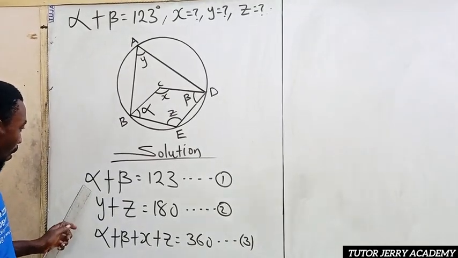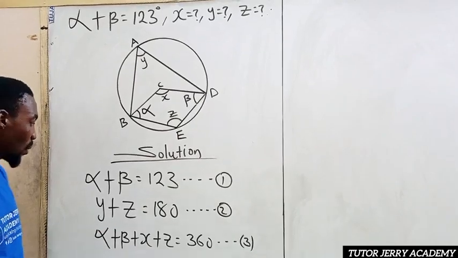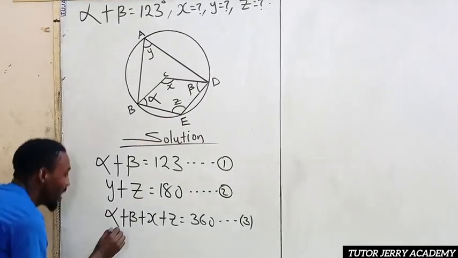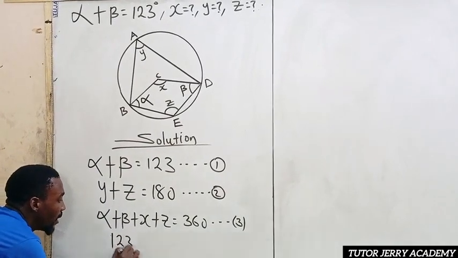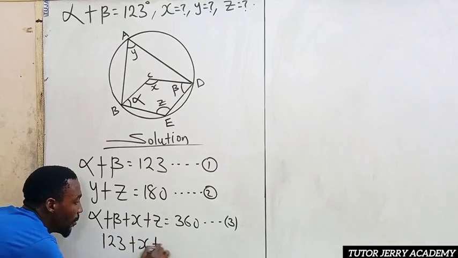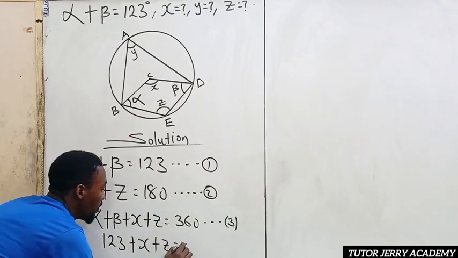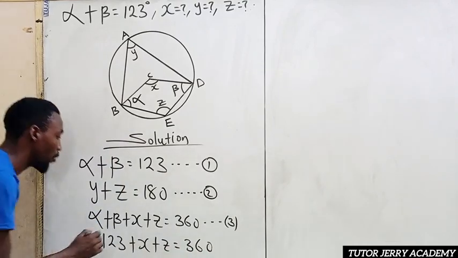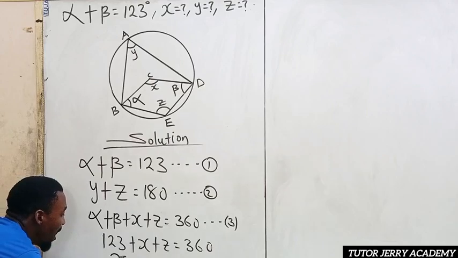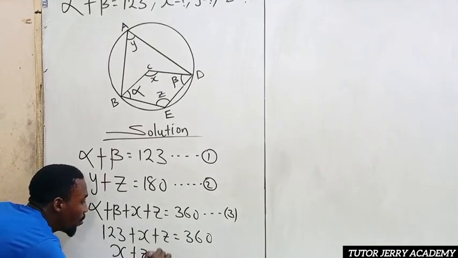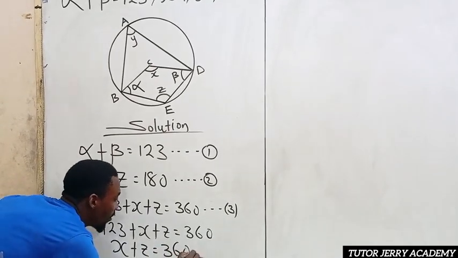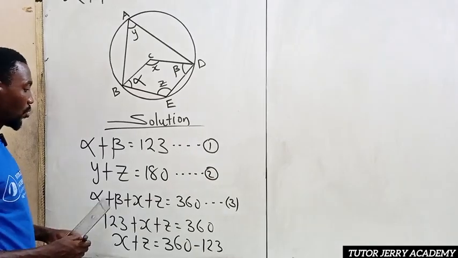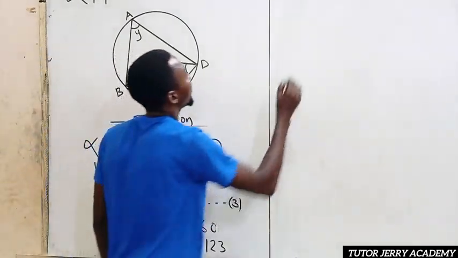All right. But before we move further, we already have our alpha plus beta to be 123. So we can replace what we have here with 123. So we can say 123 plus s plus z is equal to 360. So we can make s plus z the subject here. So it means s plus z will be equal to 360 minus 123.